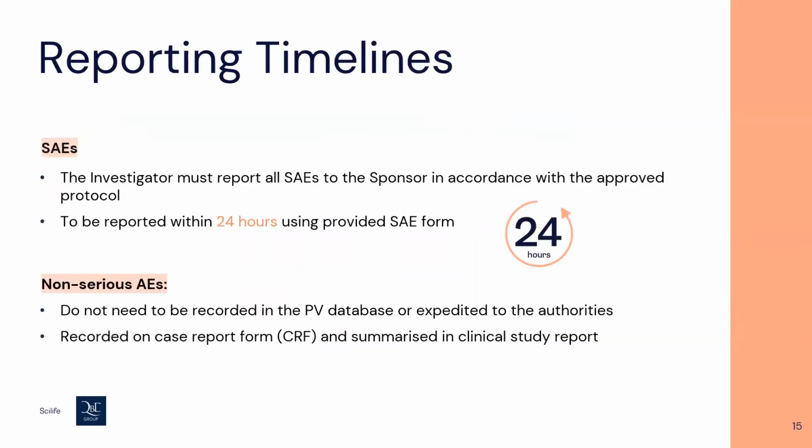I will now discuss the reporting timelines of a serious adverse event and how day 0 comes into play. Once the investigator has received all the details for a valid SAE, the regulatory reporting clock begins and day 0 starts. The case information must then be reported to the sponsor by the investigator in accordance with the approved protocol and within 24 hours using the provided SAE form. The SAE form must have the relevant sections filled out needed for a valid case. If follow-up information has been requested, then this can be sent to the sponsor at a later date.